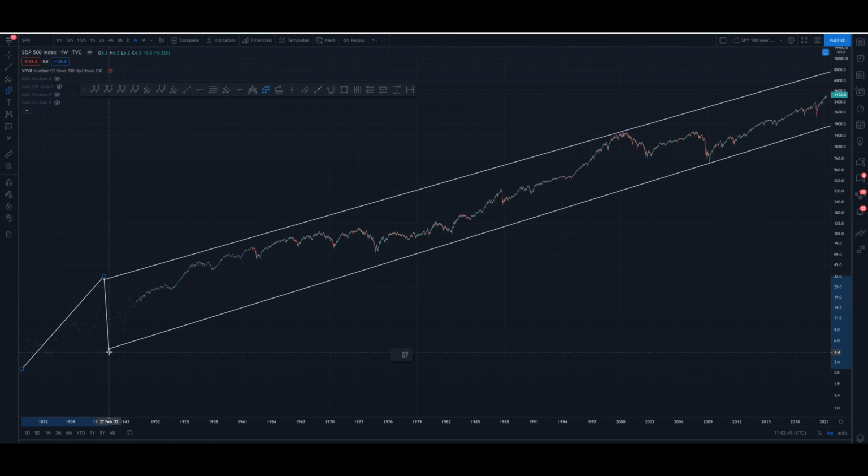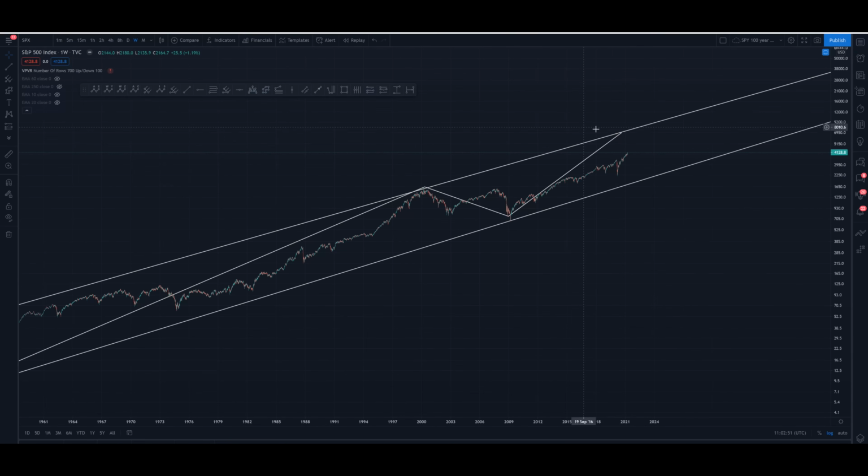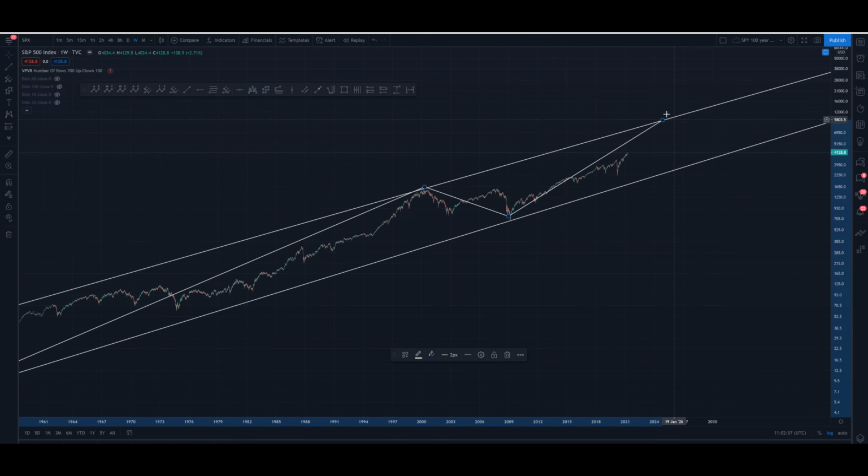So you could go 1, 2, 3, 4, and then the fifth to the top of the channel, depending on where you got to. It depends how long it runs for. We're already in 12 years here. You're over 10,000 on the S&P at this point, getting up into this territory. So, just inflationary driven madness perhaps.